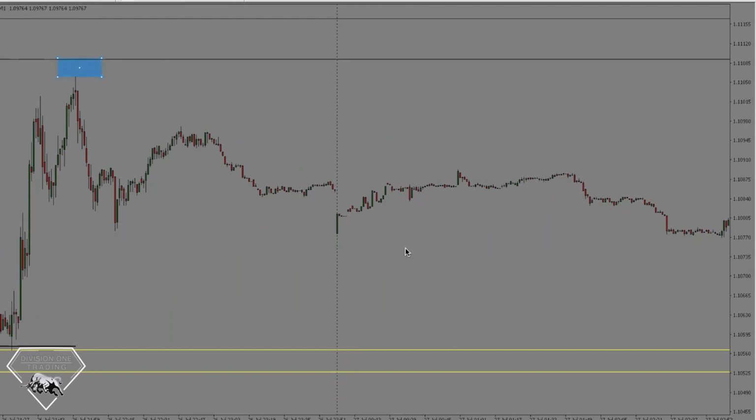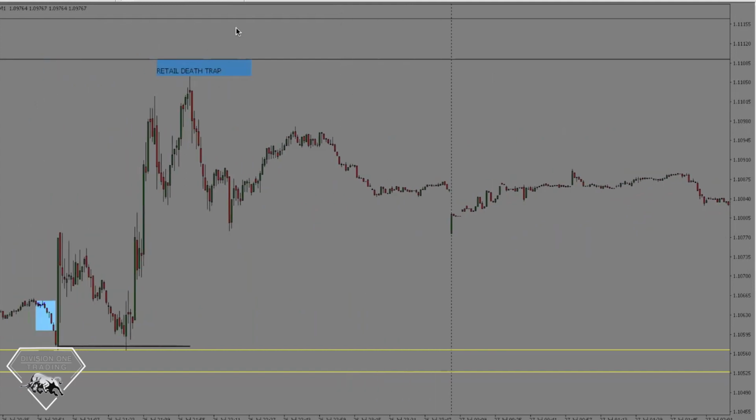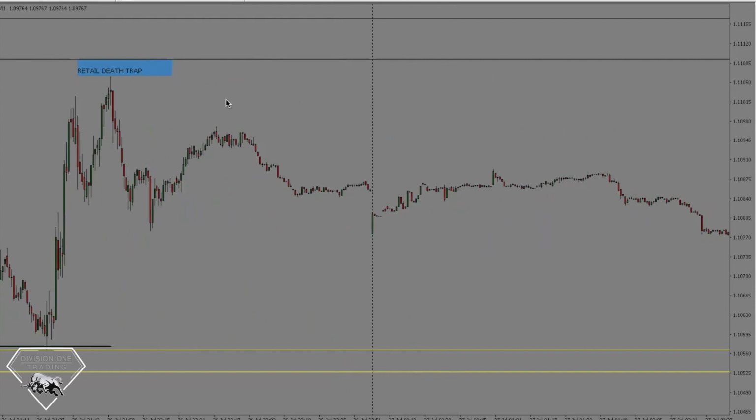That's a fair value gap that's been there and has been opened. So it's a retail death trap. That's what we call it. We believe that market makers will now target that gap because they tried to get near it. And you can see they gave a stop hunt even. And then they pulled back.